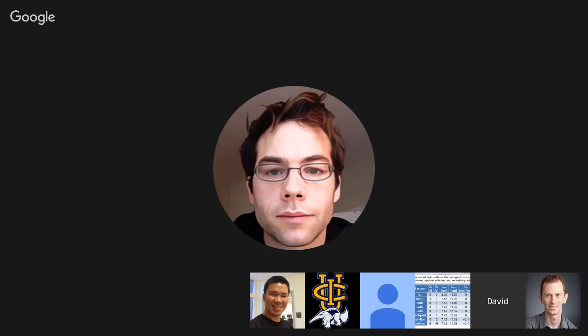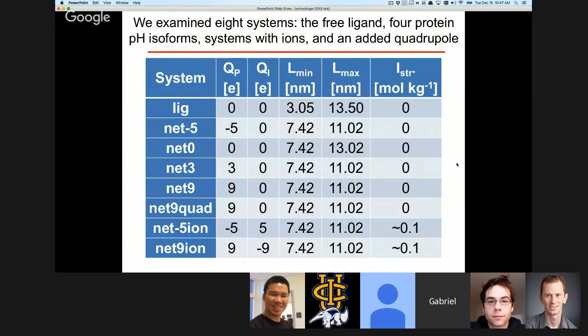So we made 7 different versions of this system, as well as one system that's just the ligand by itself. We created different versions of the protein that were kind of the equivalent of different protonation states, like different pH versions of the protein. So in the first column, QP is the charge on the protein. We simulated this protein with different net charges between -5 and 0 and 3, up to a version of the protein that had a net charge of 9. And then we also took the charge 9 version of the protein and created that isotropic quadrupole on it that I was showing on the previous slide, which is what I call net 9 quad.